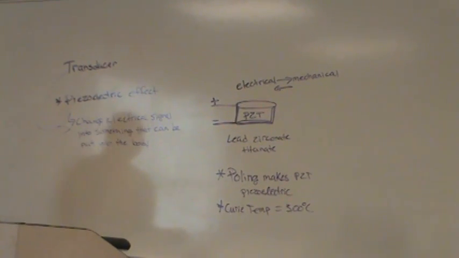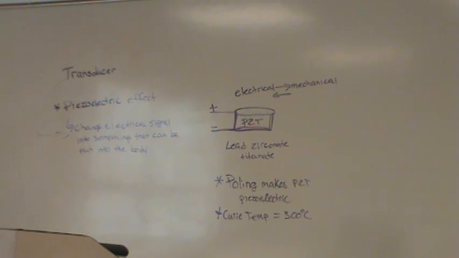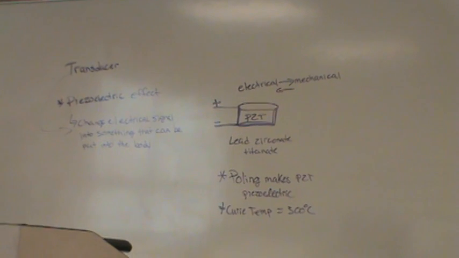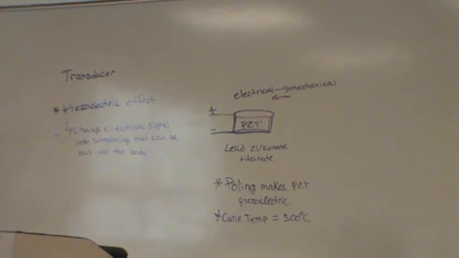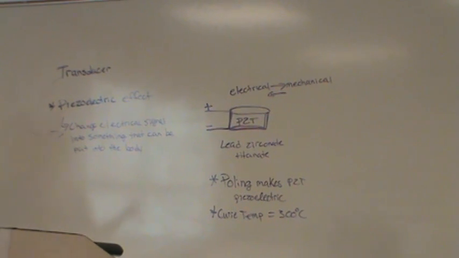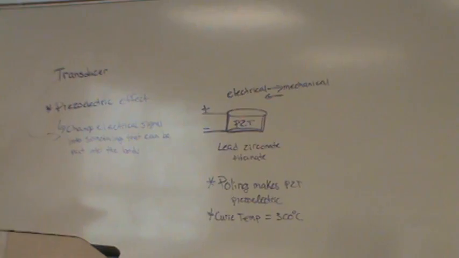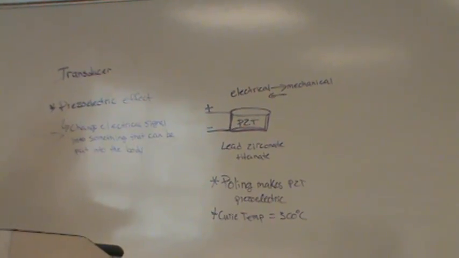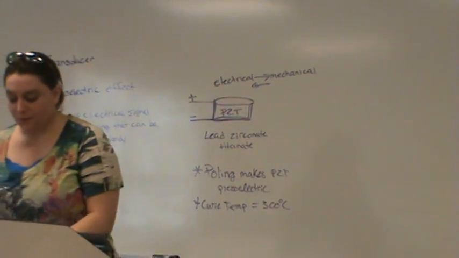Okay, so that's the active element inside our transducer. We have that piece of PZT. It's piezoelectric, so it turns that electrical voltage into a mechanical wave that we can send out into the body, and then it'll receive it later and turn it back into an electrical voltage that we can process.